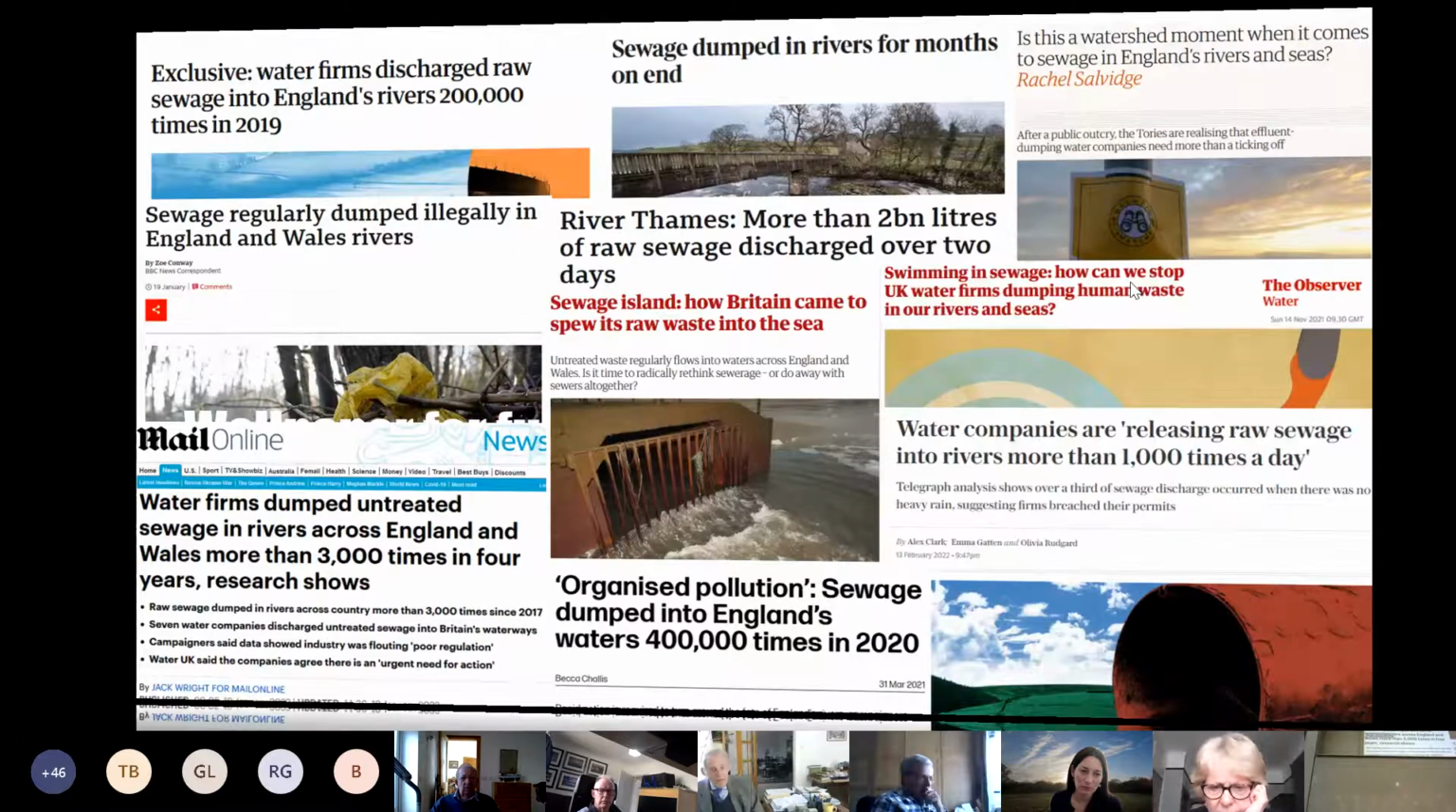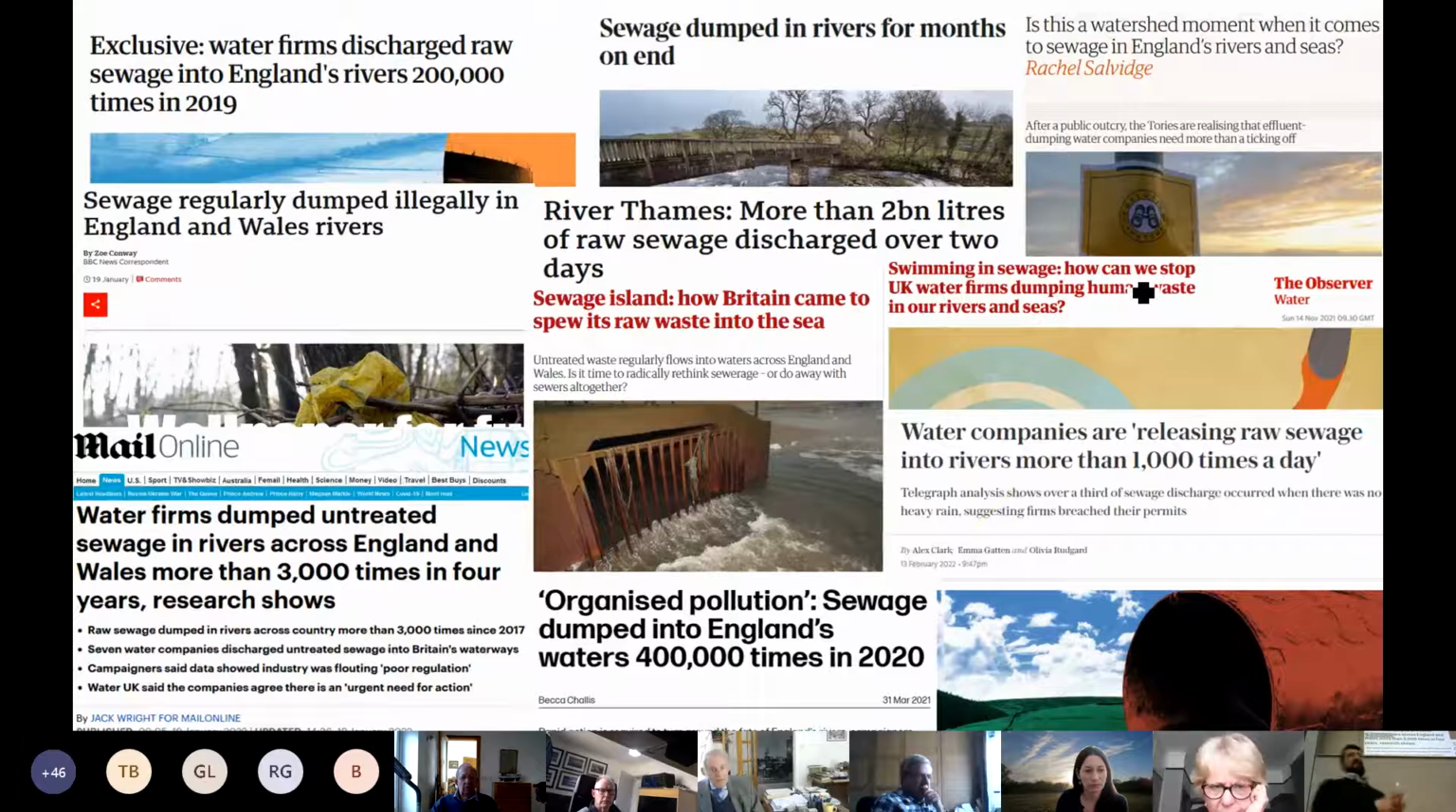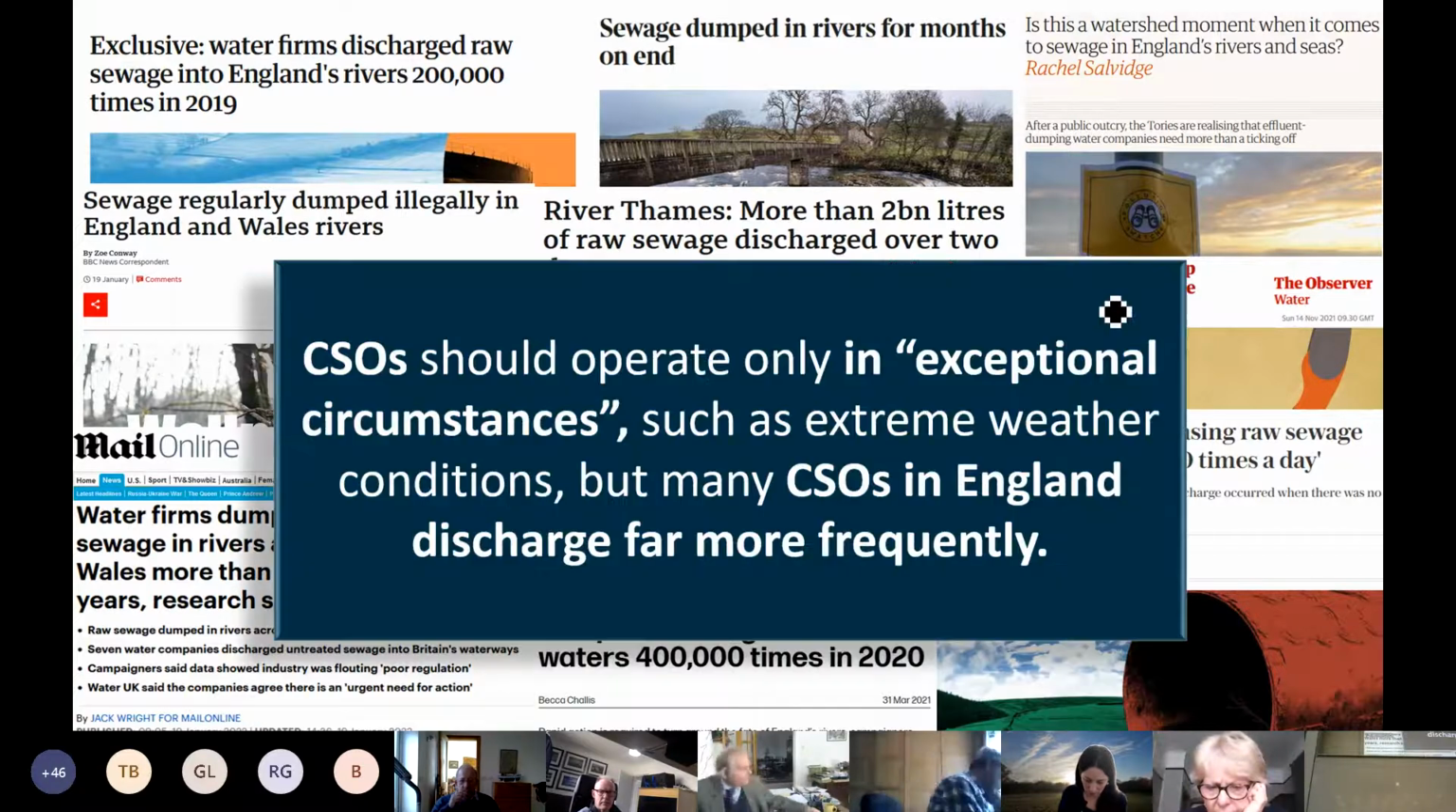Right. So what we've been seeing in the last few years in England, in the media, is a lot of stories about sewage being regularly dumped illegally into rivers. Lots of articles. One of the reasons we are here today is the public attention on this subject. And this is really an issue. Although CSOs should only be used in exceptional circumstances, they have been used in England far more frequently. So let's look at that data and try to understand why this happens.